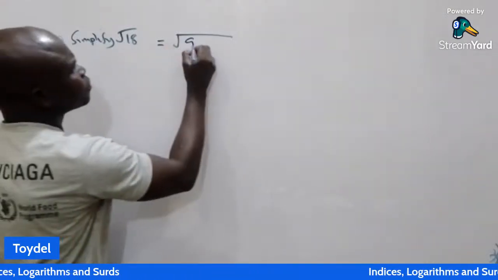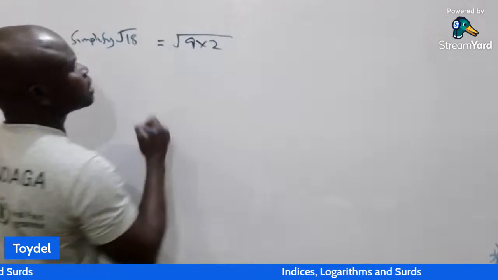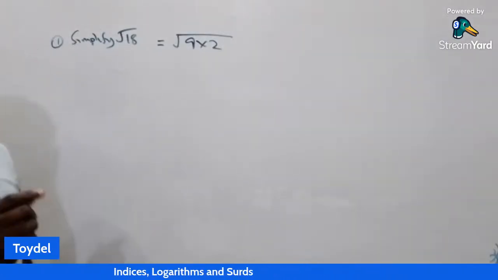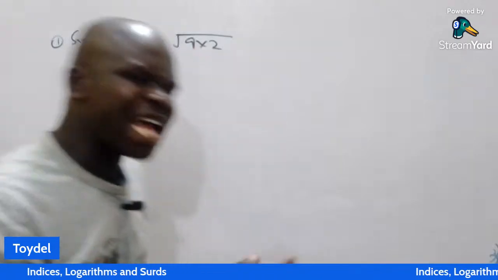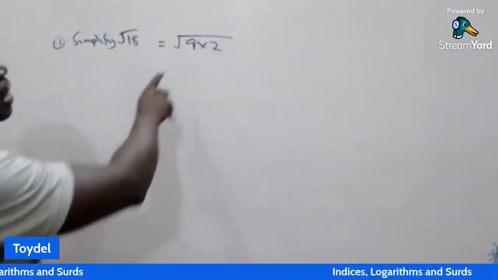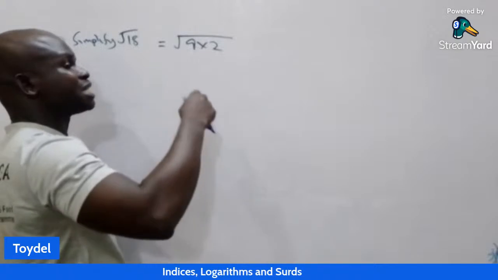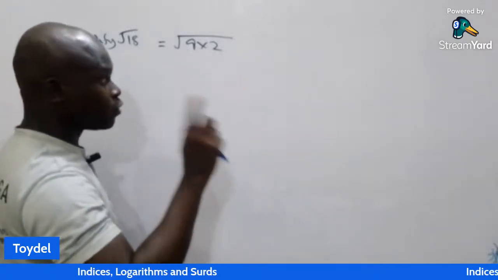But what if you say 9 times 2? 9 times 2 is 18. 9 is a perfect square. Why is 9 a perfect square? The square root of 9 is 3, and the square of 9 is 81. That makes 9 a perfect square. When you talk about a perfect square, it's a number that has both the square and the square root to be equal to our own number.